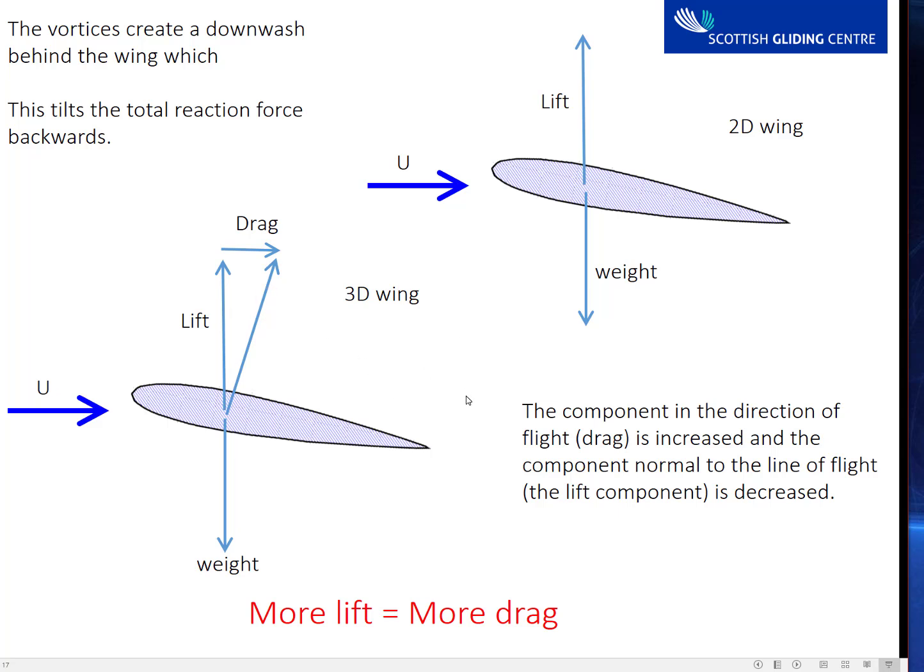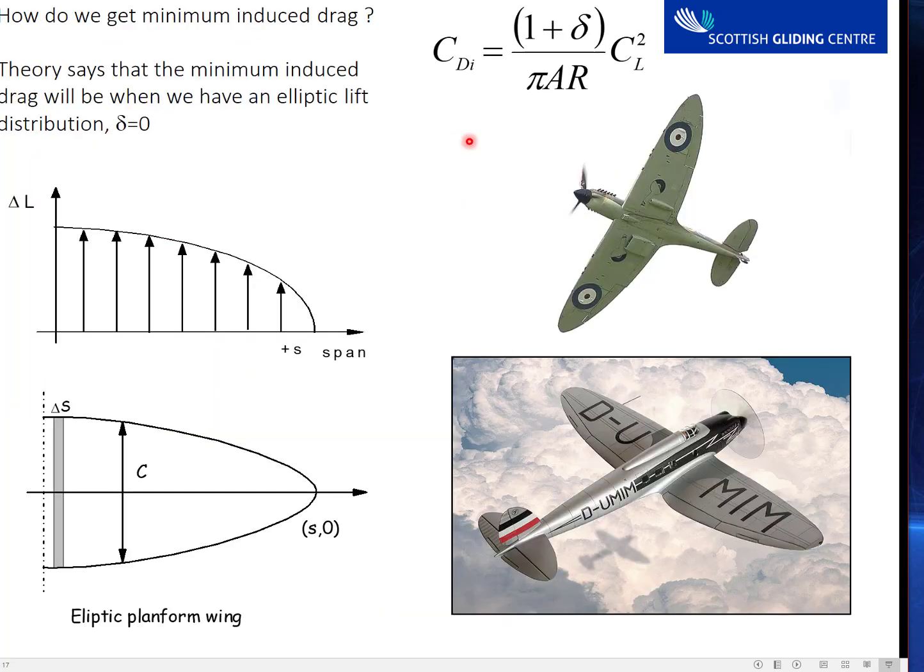Now, how do we reduce induced drag? Well, there is a little equation that gives us our induced drag, and I don't want you to worry about it too much, but what this equation tells us is that we get the minimum induced drag if the lift distribution, or how the lift is generated from tip to tip, forms an elliptic shape. Now, in order to generate an elliptically shaped lift distribution, what we can do is create an elliptically shaped wing.